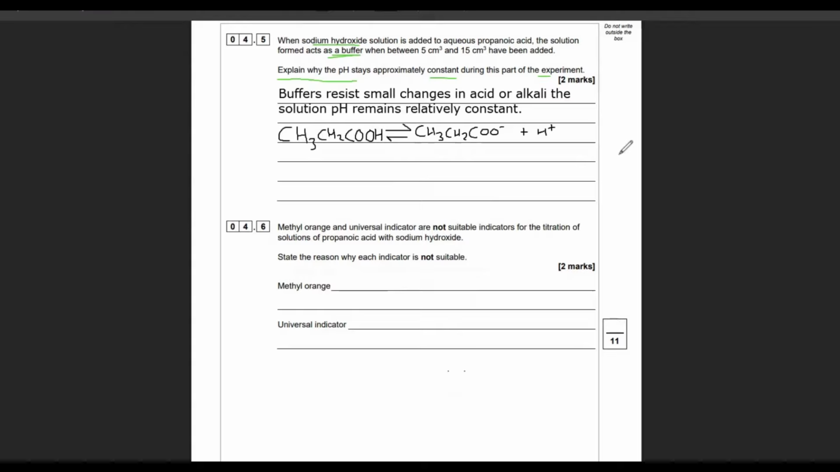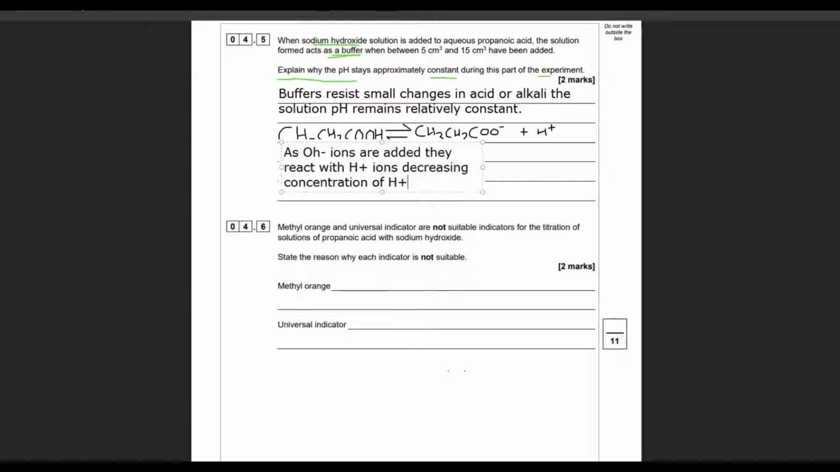But we're talking about, as the sodium hydroxide is added, why does it change the pH very little? And it's because it's acting as a buffer. And this means that any hydroxide ions that are added, because we're adding sodium hydroxide, are absorbed by the hydrogen ions. They react with the hydrogen ions.